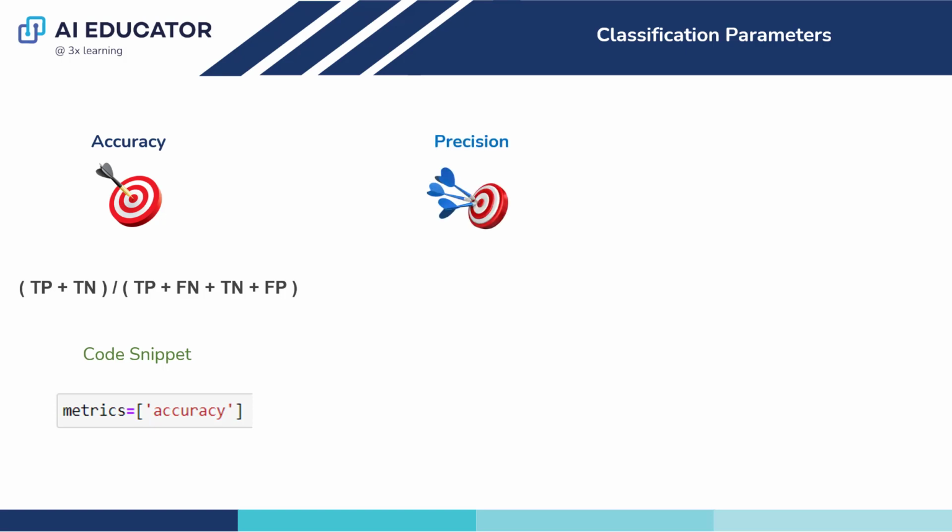Now let us look into the precision. Precision can be defined as the ratio of the positives predicted correctly by the model to the total number of predicted positives. That is the true positives divided by true positives plus false positives. If you want to assign the precision as an evaluation parameter, all you need to write is metrics equals to inside a square bracket precision.